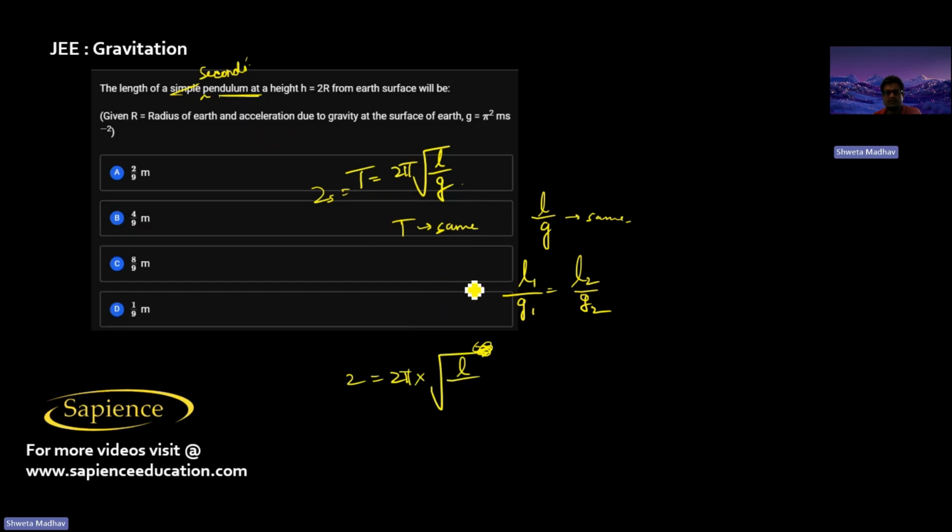g at a height of the Earth, so g dash I have to use. So g dash will be equal to g r square by r plus h whole square, which is equal to g into r square by r plus 2r, so 3r whole square, that is 9r square. So r square cancels, which is equal to g by 9. So g dash is g by 9.